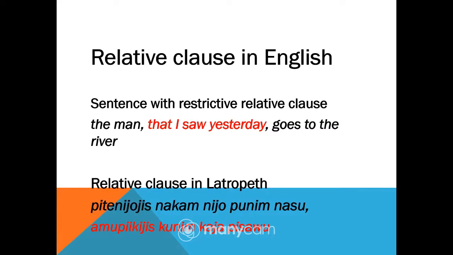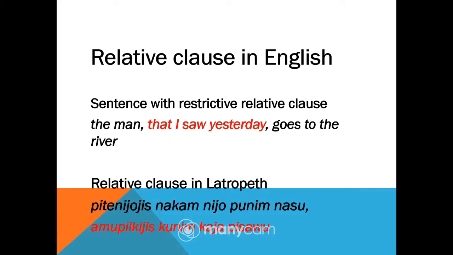Okay, now the main proposition, the main clause, is the man goes to the river. Qualifying the noun man, you have a relative clause here, so it's operating a bit like an adjective. The relative clause is in red, that I saw yesterday, and it's introduced with a relative pronoun, which is that. The man that I saw yesterday goes to the river. The relative pronoun is making a reference back to the noun man in the main clause.